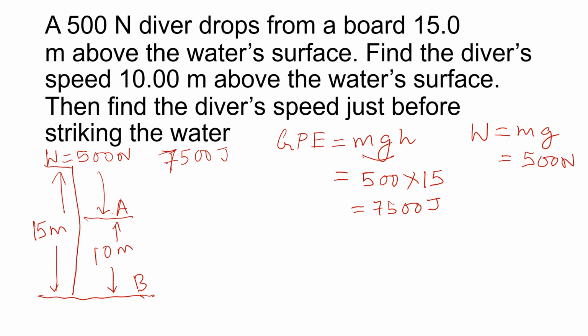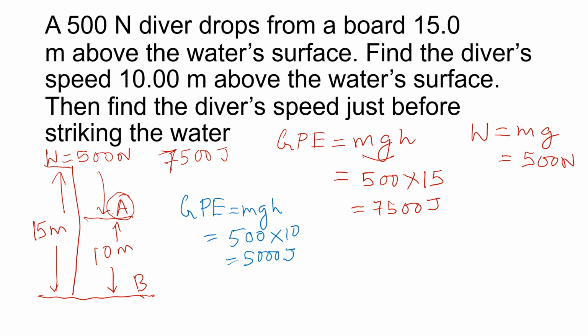All right. Now let's find out what is the gravitational potential energy at the point A. At this point, it's going to be again mgh, and in this case the height is going to be 10 meters because it's 10 meters above the ground. So we will be applying the same principle, 500 times 10, and that's going to be 5,000 joules. So we have the gravitational potential energy at point A as 5,000 joules.